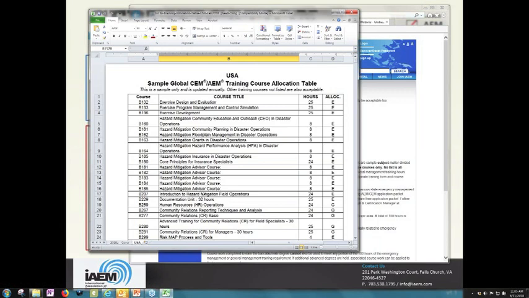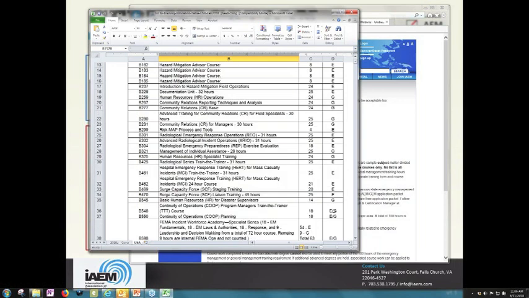But you'll note it lists the course number, the course title, and the allowable hours, and whether it's allocated to emergency management, general management, or either. If it's an either, you can put it into either of those categories. You cannot put it into both of those categories.